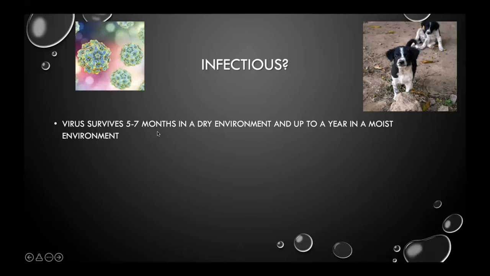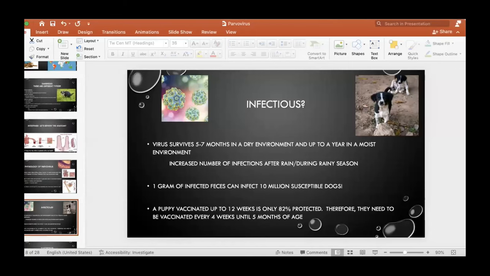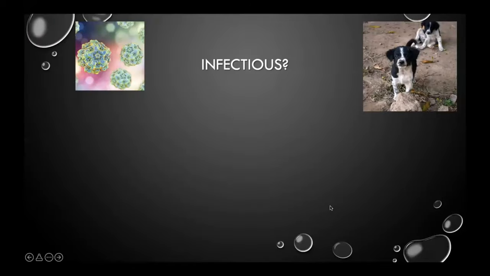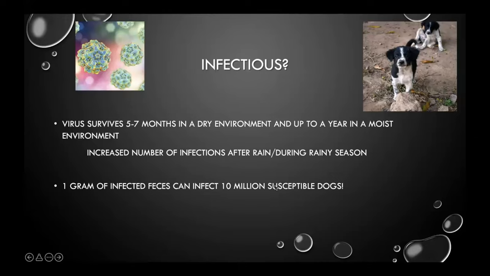So how infectious is it? Super, right? The virus lives 5 to 7 months in a dry environment and up to a year in a moist environment. It lives in the dirt, which is why vaccines are super important. There's an increased number of infections after the rain or during the rainy season. I don't know if you guys see more cases in the rainy season than not, but I'm assuming that you probably would. I live in the southeast of the US, and when it's wetter, in the summer, we do see a little uptick in cases.